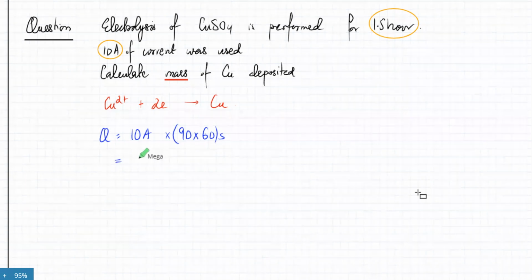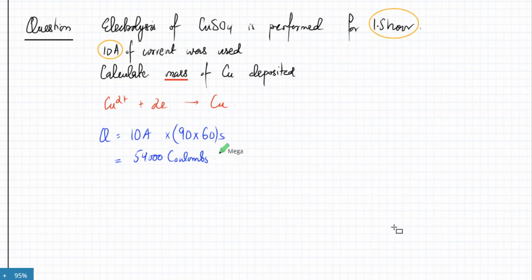450? 4500? It's going to be a lot more than 450. What are you getting? 54,000. Okay, so it's 54,000. That's close enough, but you can double check. 54,000 coulombs, right? So that's the amount of charge that's flowing through the circuit.